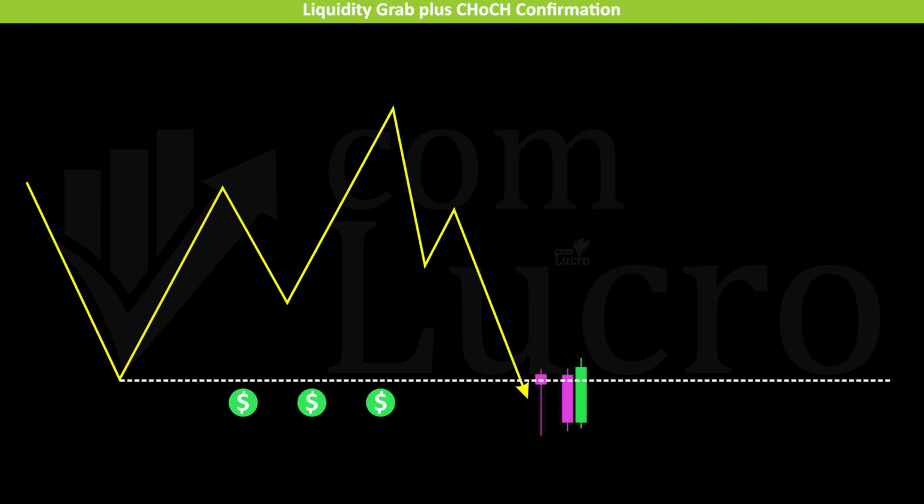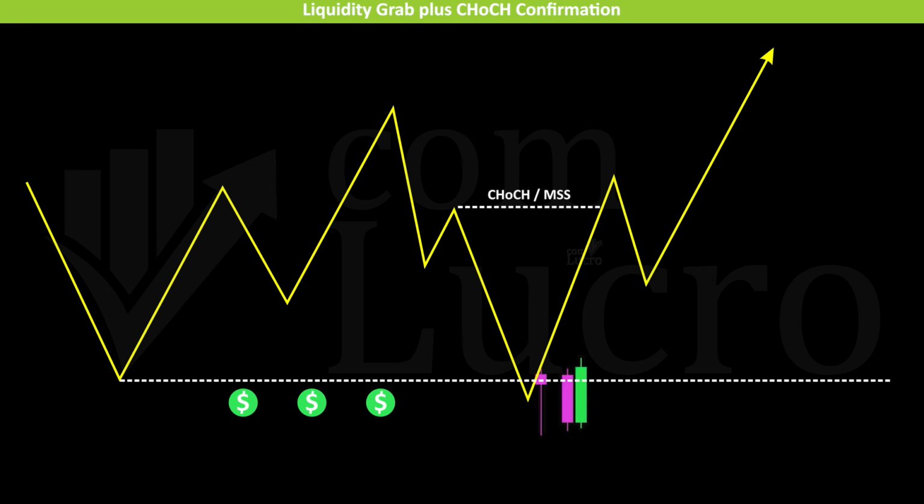As price then breaks and closes above that supply zone, we have a change of character, confirming that the downtrend is over and a true reversal is forming. Combining the liquidity sweep with the change of character gives clearer insight into future movements.